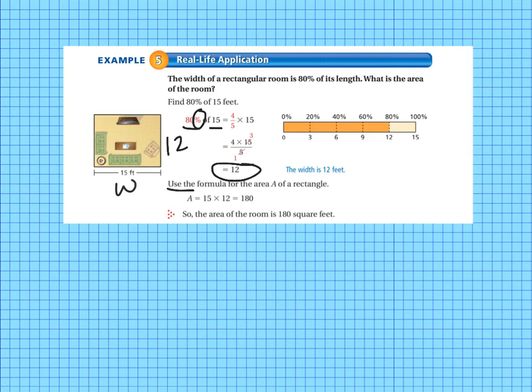And then it says use the formula for area of a rectangle. 15 times 12 equals 180, because you were asked for the area of the room, not just the side length there. So the area of the room is 180 square feet.